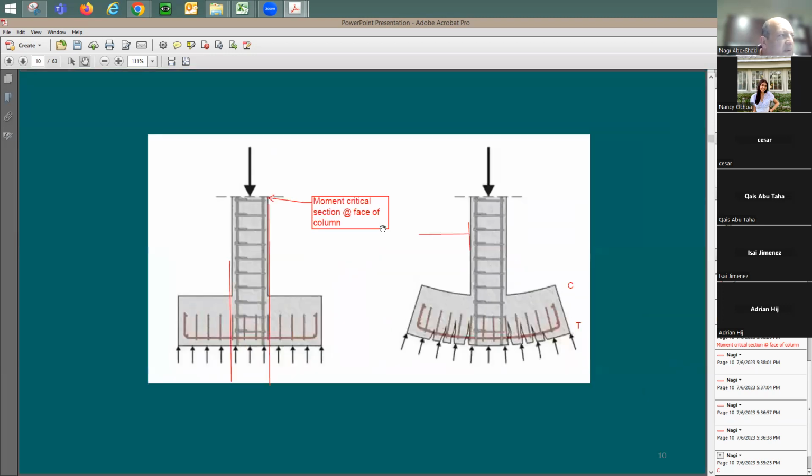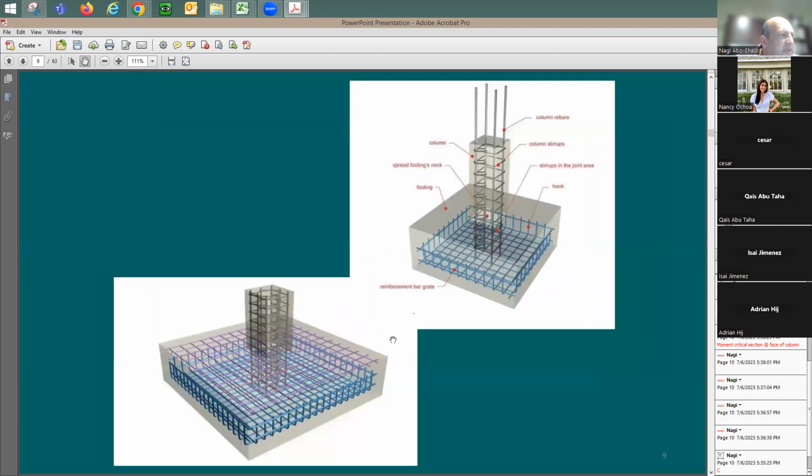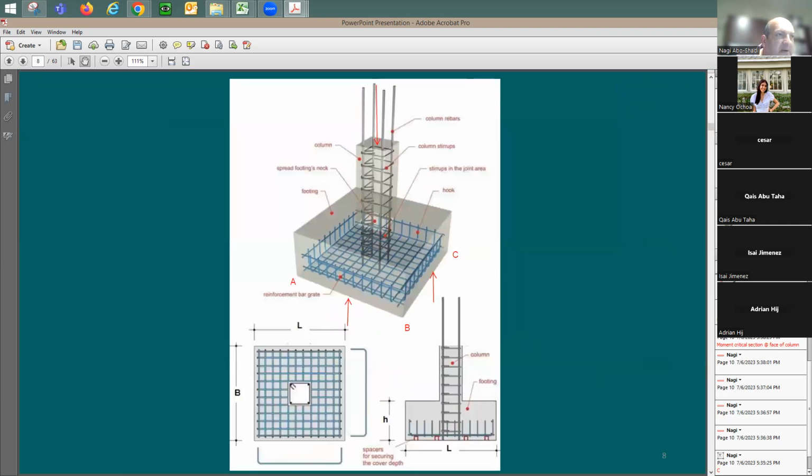In plan view, where is the section? Where is the face of column? In plan view, like in here, I'm going to say this is going to be the face of column. It's going to be for this side. And for this side, this is going to be the face of column. And for this side, this is going to be the face of column. And then this side is going to be the face of column, for this side here.